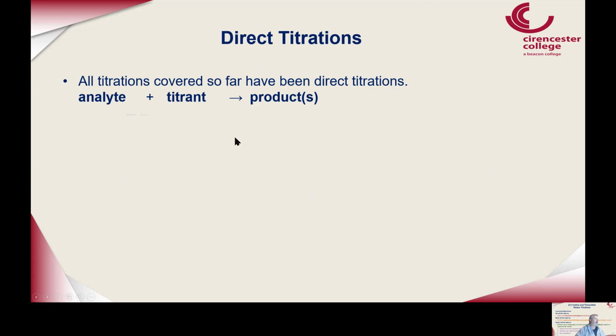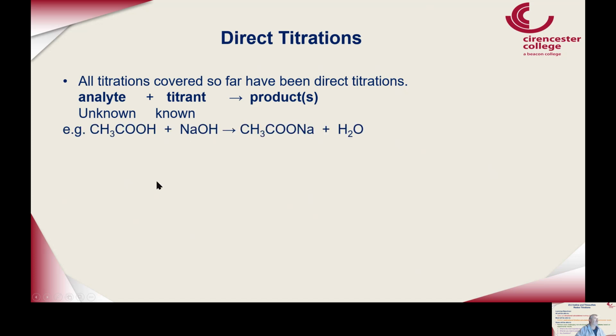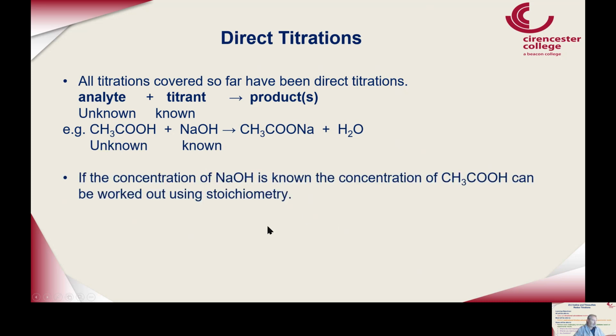Okay, so you react them together, you get products. You might not know the concentration of the analyte, but you know the concentration of the titrant. You know how much volume you added, so you can work it out. For example, you could add sodium hydroxide to ethanoic acid. You get sodium ethanoate, and you know how much sodium hydroxide you add, its concentration and its volume. Therefore, you can see this reacts 1 to 1, so you can work out the moles of ethanoic acid, and you know its volume, so you'll be able to work out its concentration.